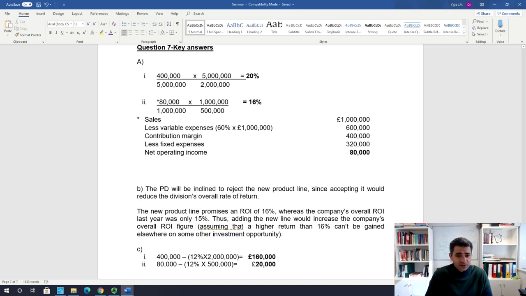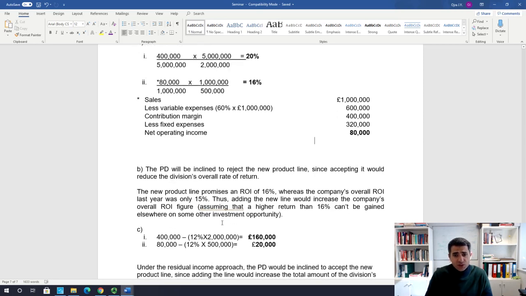So that's again a contradiction, isn't it? Adding a new product line would increase the company's overall ROI, and that's why we talk about the contradiction here, when we talk about the difference between the company and the division. Thus adding a new product line would increase the company's overall ROI figure, assuming that a higher return than 16% cannot be gained elsewhere on some other investment opportunity.